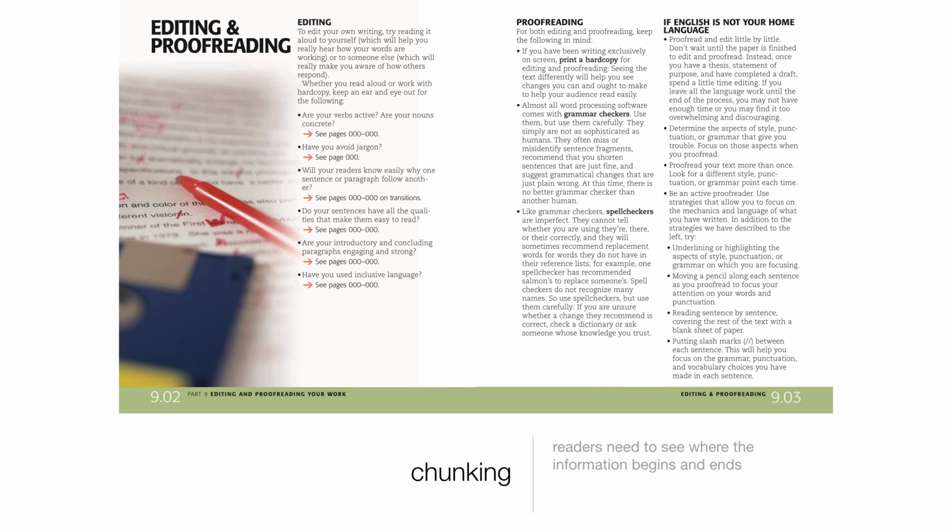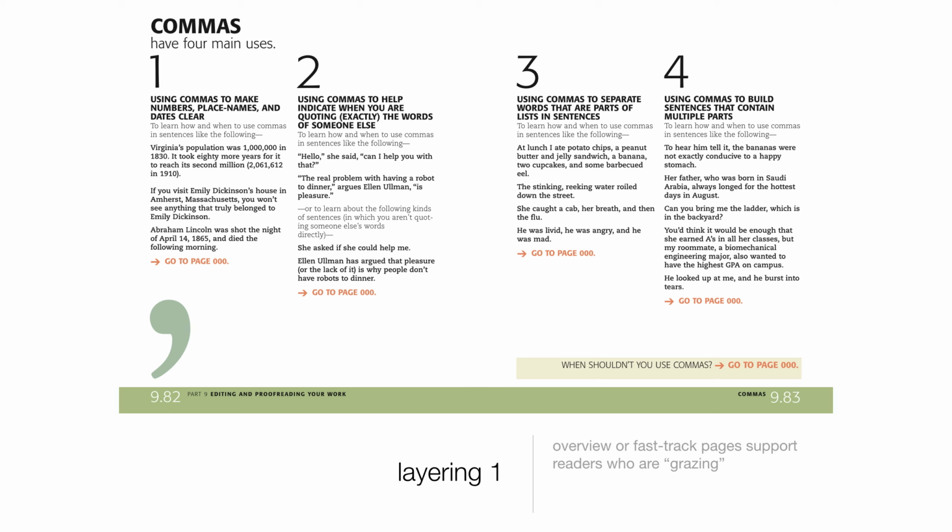So that's chunking. Layering is this concept of providing an overview or fast track for grazing and then a deep dive for the deep diver. So in this case, we have this spread on commas have 4 main uses, 1, 2, 3, 4. This is like a snapshot, the 4 main uses of commas. So this is the top level summary page. Somebody who wants to know, I just need to know the basics, I need to know them fast, can skim across these 4 columns and get that information really fast.